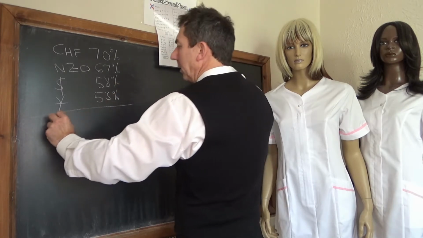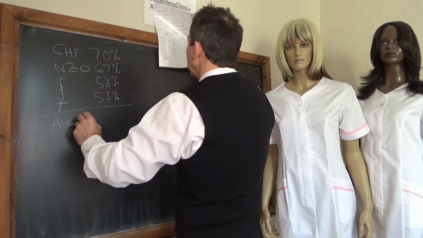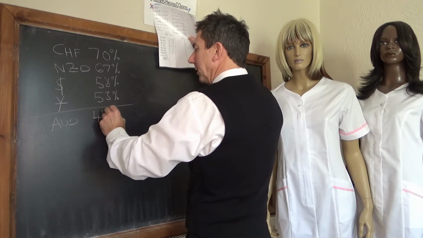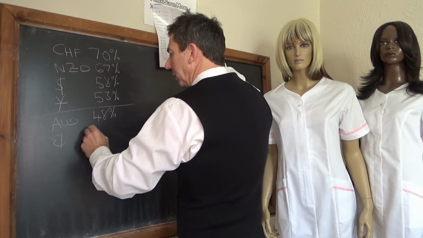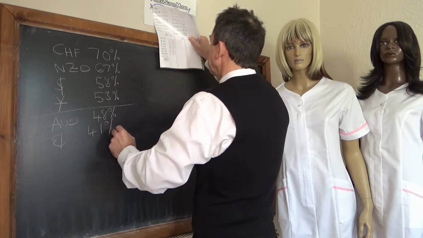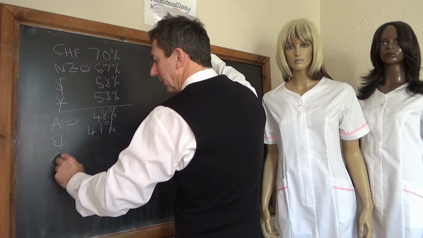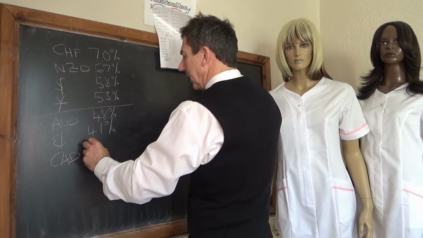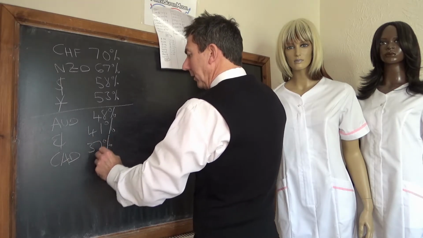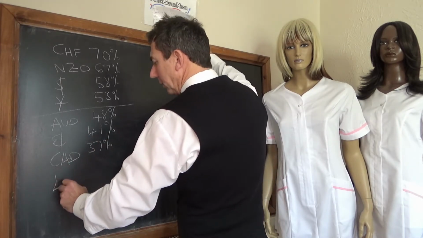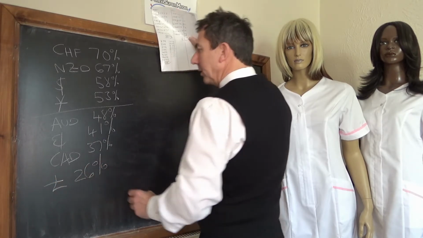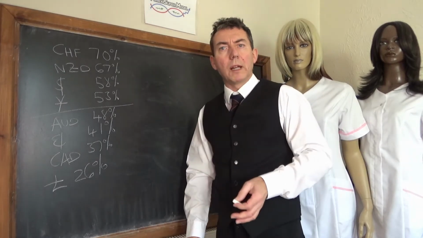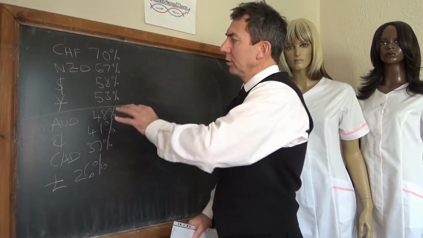And then we've got the AUD is 48%. The euro is 41%. The CAD is 37%, and the pound is 26%. Now these are the full complexes positions in terms of each other.